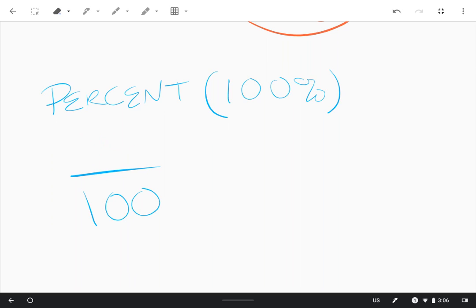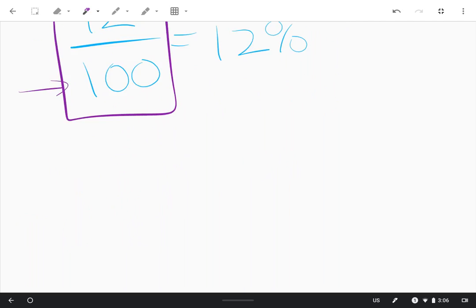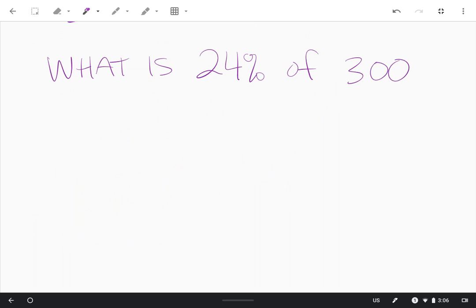If we have 12%, we mean 12 out of 100. So this idea of a percent being a ratio out of 100 is kind of the key idea of this part of the lesson. So if they ask me, for instance, what is 24% of 300? Let's talk about how I would set this up.